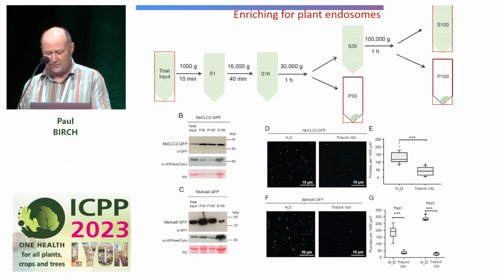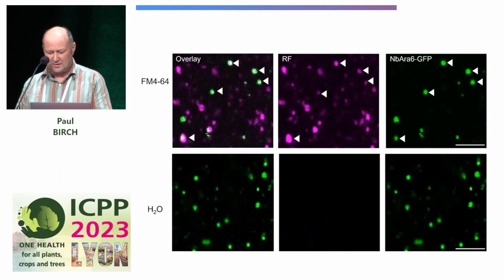And if we look down a confocal microscope at what's resuspended from these pellets, we can see lots of small green vesicle-like shapes of around about the right size for medium to late endosomes, medium-sized endosomes. If we treat these samples with the detergent Triton, then we lose these samples. So it suggests that they are indeed membranous. And that can be confirmed here.